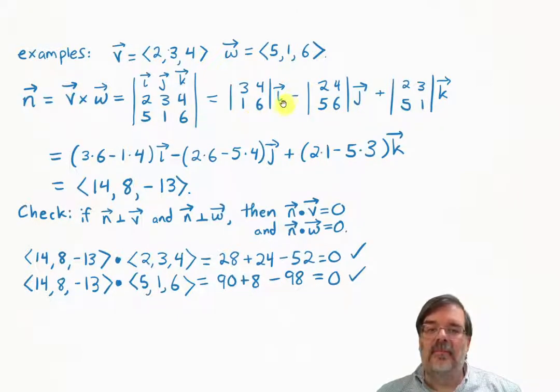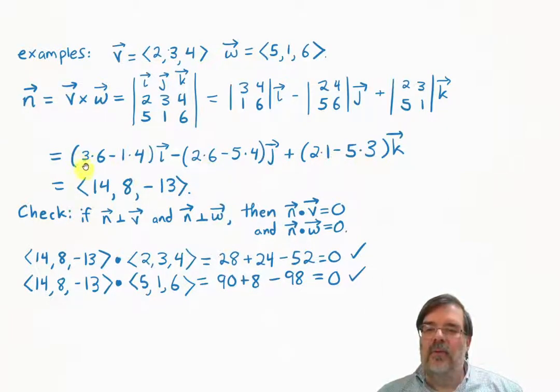So in front of i, we'll have 3 times 6 minus 1 times 4. For the coefficient of j, we'll have negative, 2 times 6 minus 5 times 4. Finally, the coefficient of k, we'll have 2 times 1 minus 5 times 3. A nice catchy little rhythm there. And then we just do some arithmetic.